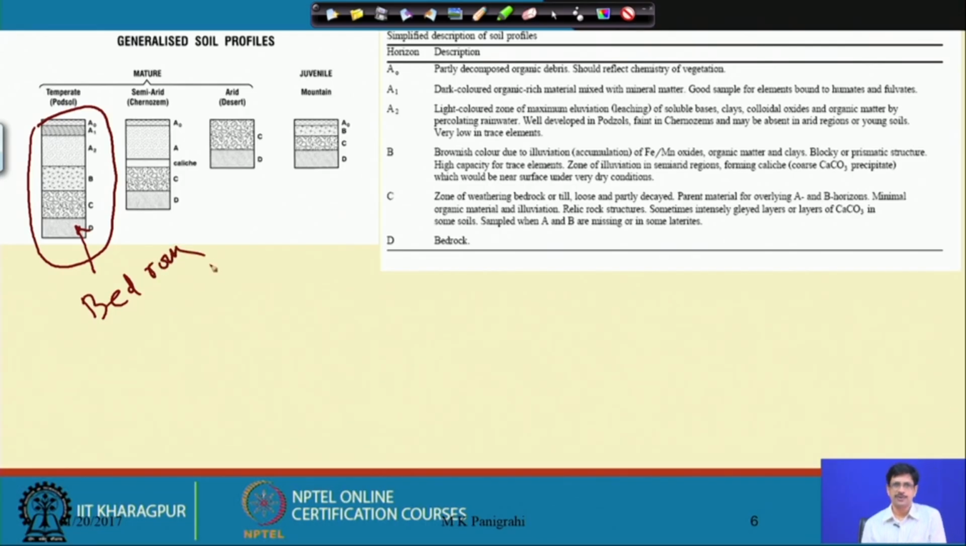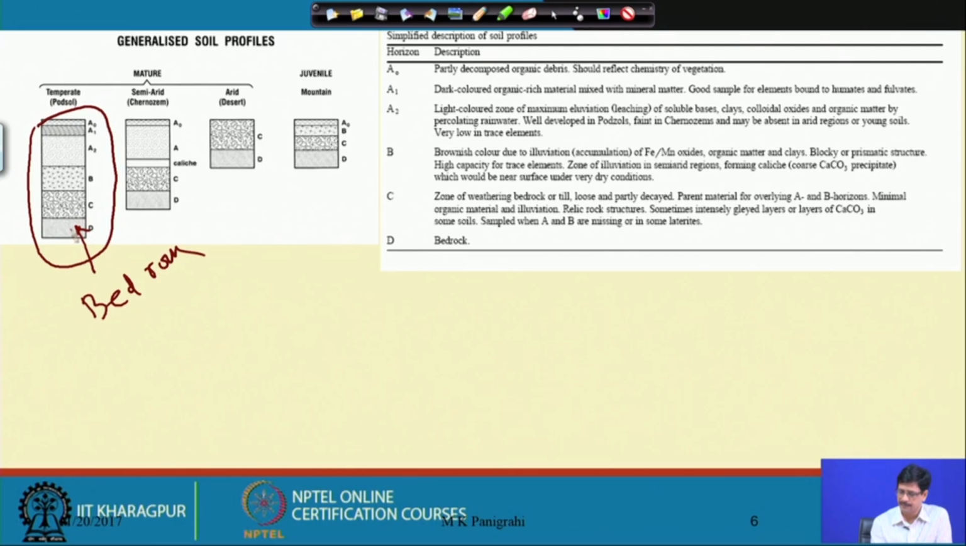This of course corresponds to the residual soil as per our classification scheme, and the layer which lies immediately above is the C zone, which is the zone of weathering of the bedrock or till. They are loose and partly decayed, and they do preserve the texture of the rock to some extent. The parent material for the overlying A and B horizons: if this D is essentially unweathered material, then the B and the A horizons are essentially derived from the C horizon, where it mimics the rock structure.